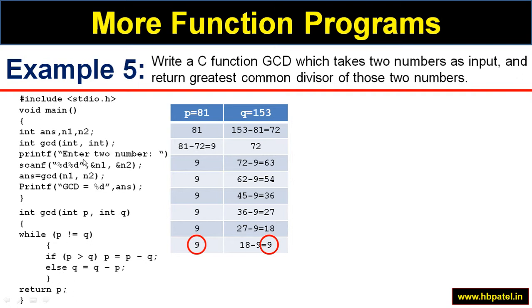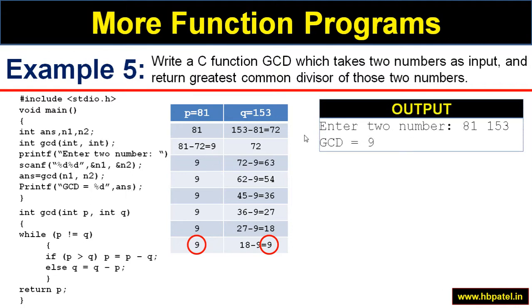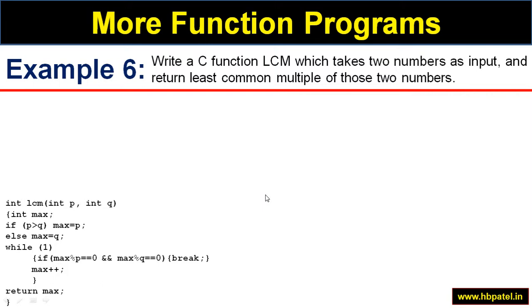Then we read two numbers, enter two numbers n1 n2, and then we pass n1 n2 to GCD. So n1 is copied into P, n2 is copied into Q, and then the value of P is copied into answer, and that answer is printed. So the output would be: enter two numbers 81 and 153, and I'll get GCD equal to 9. This is the logic.